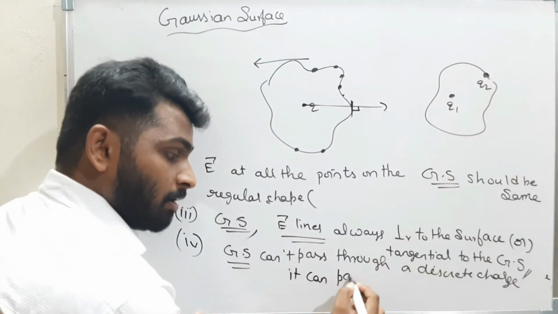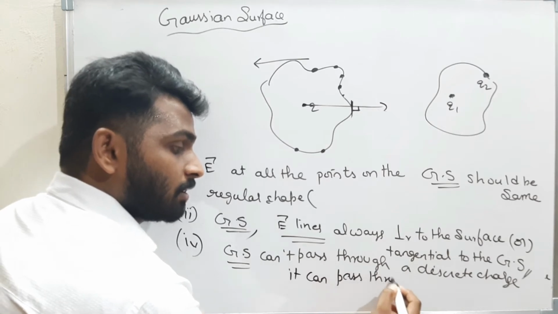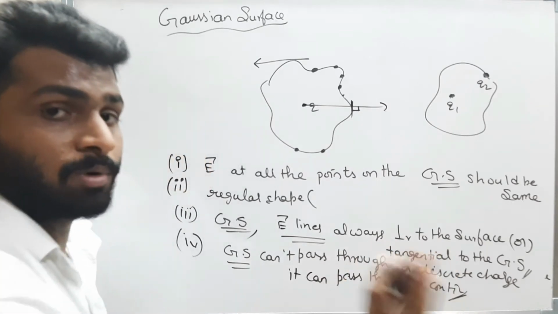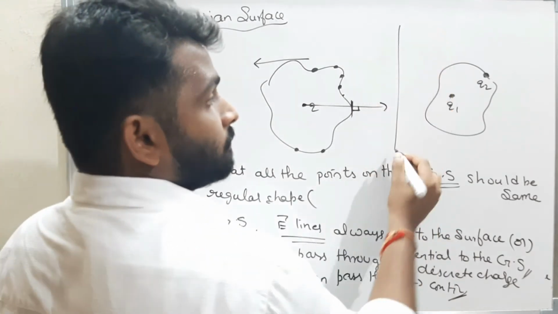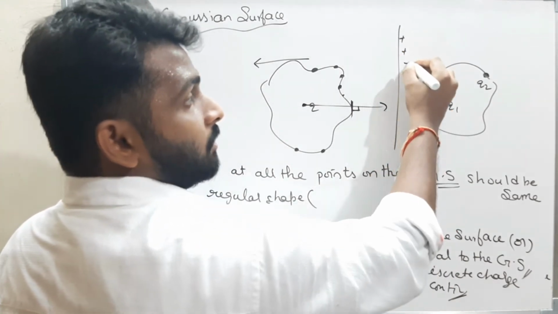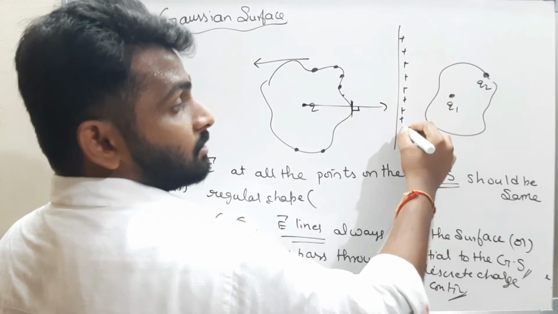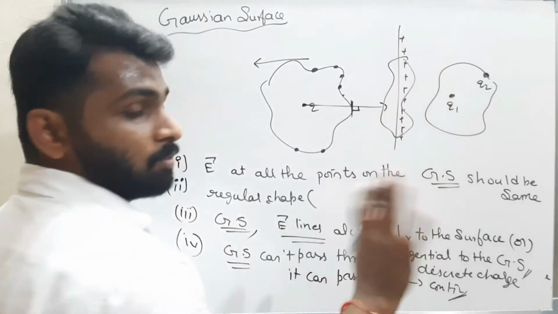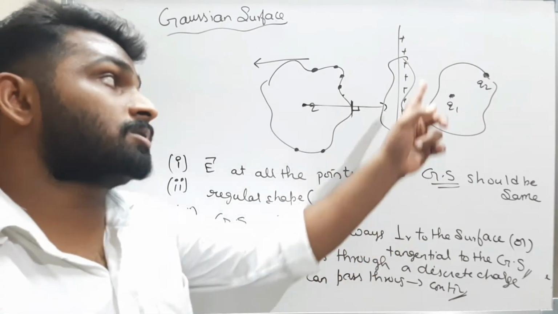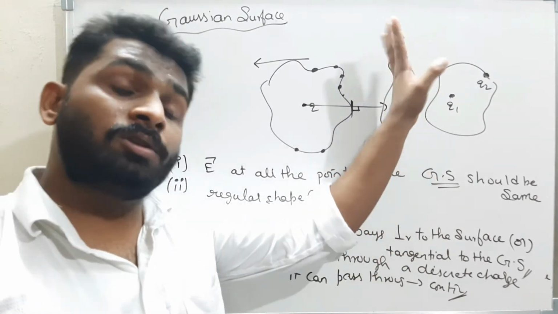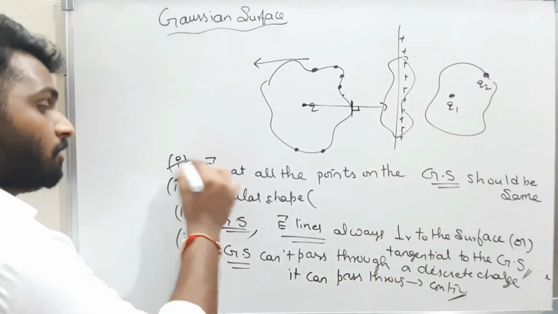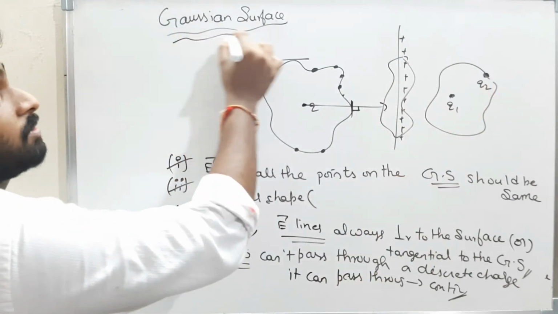It can pass through a continuous charge. No problem. If this is a wire, an infinite wire, and this is a continuous charge, for this I can take the Gaussian surface like this. No problem. The Gaussian surface can pass through the continuous charge, but it should not pass through a discrete charge. All these 4 points are very important for assuming a Gaussian surface.